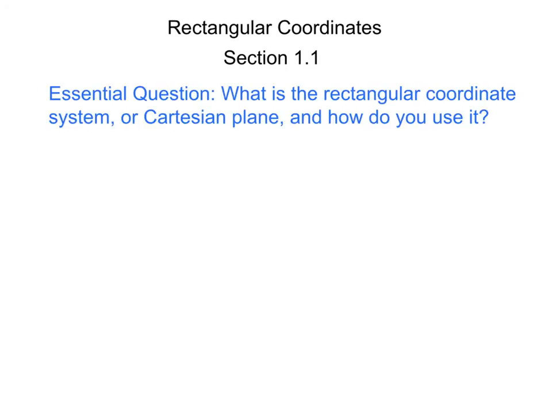Today's lesson will be about rectangular coordinates. This is section 1.1 in your textbook. From here on, we are finished with our review and we will proceed into the textbook. The essential question for this lesson is, what is the rectangular coordinate system or Cartesian plane, and how do you use it?